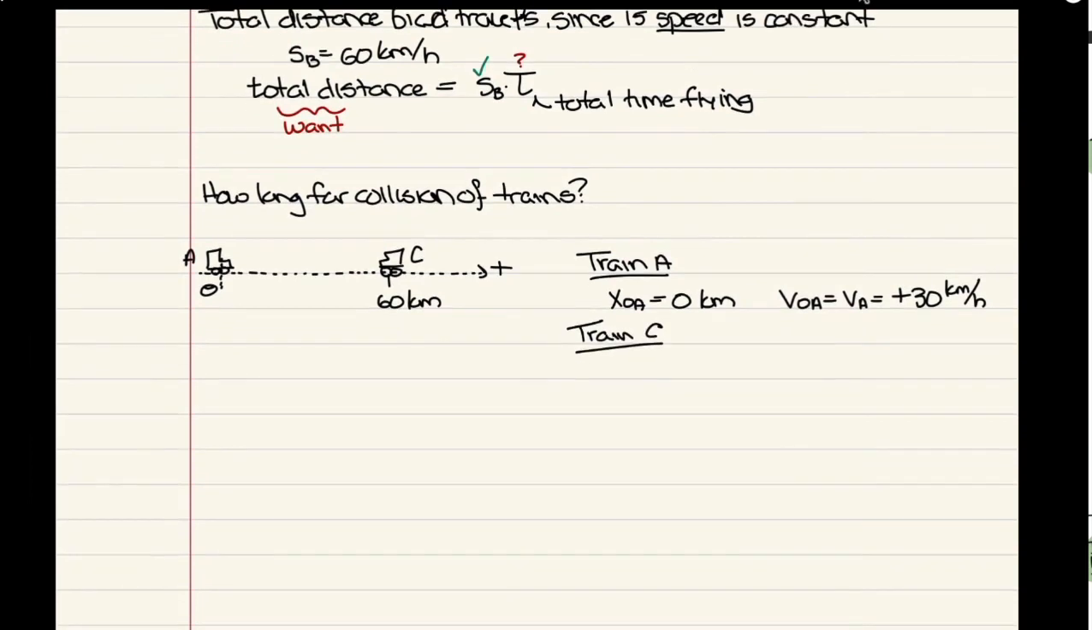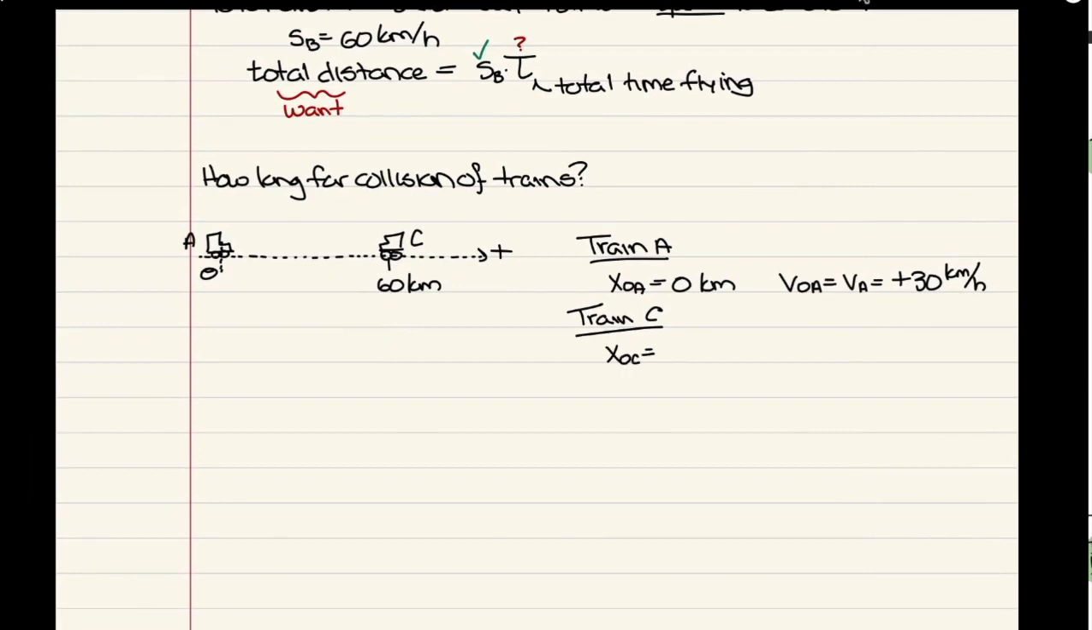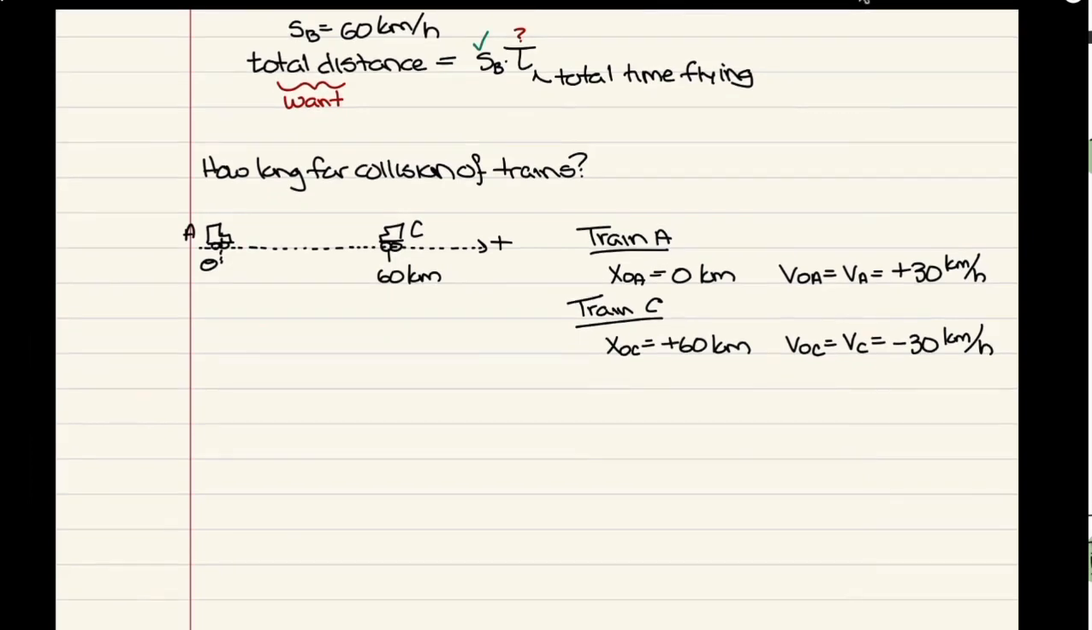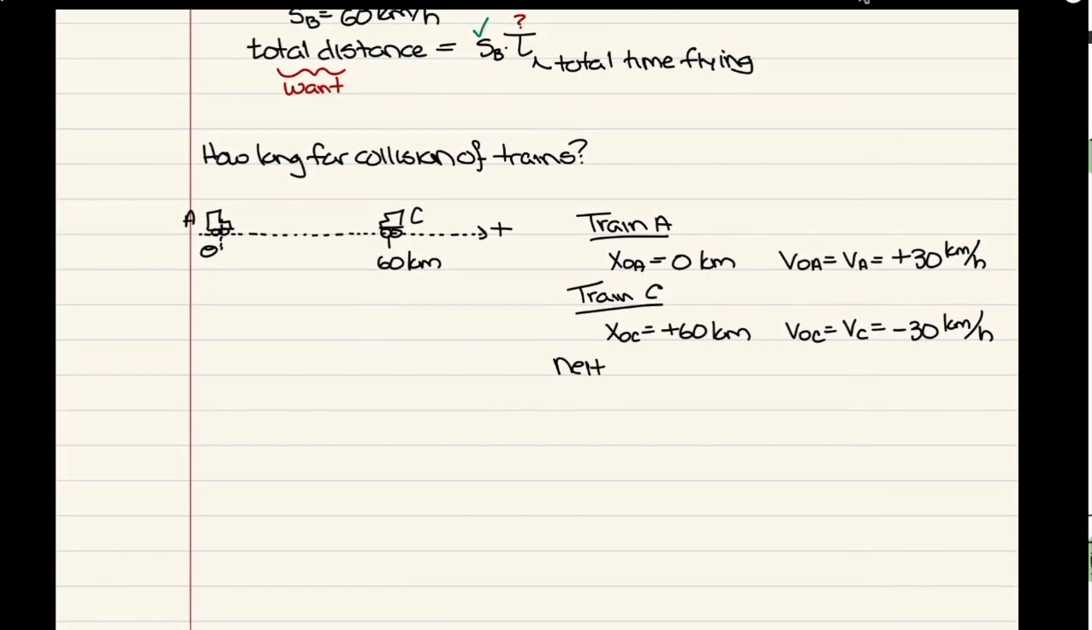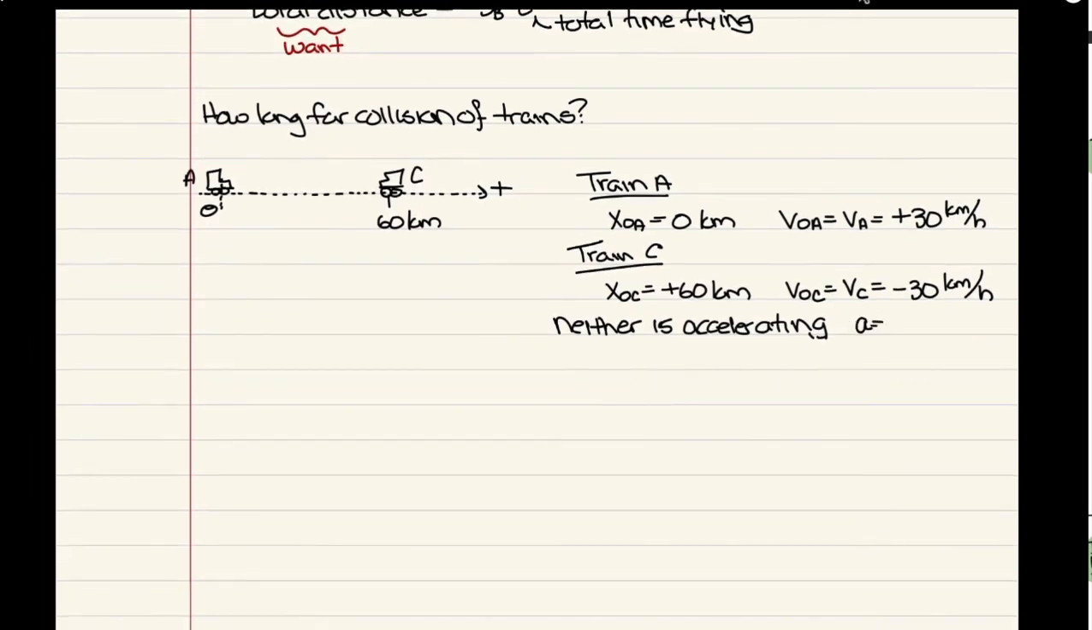Train C. The initial position of train C is plus 60 kilometers. The initial velocity of train C, which is just actually the velocity of train C, because it's not a change in speed in any way, it's not accelerating, is negative 30 kilometers per hour. Negative, it's moving towards the left. We could say neither is accelerating. A for both is 0.